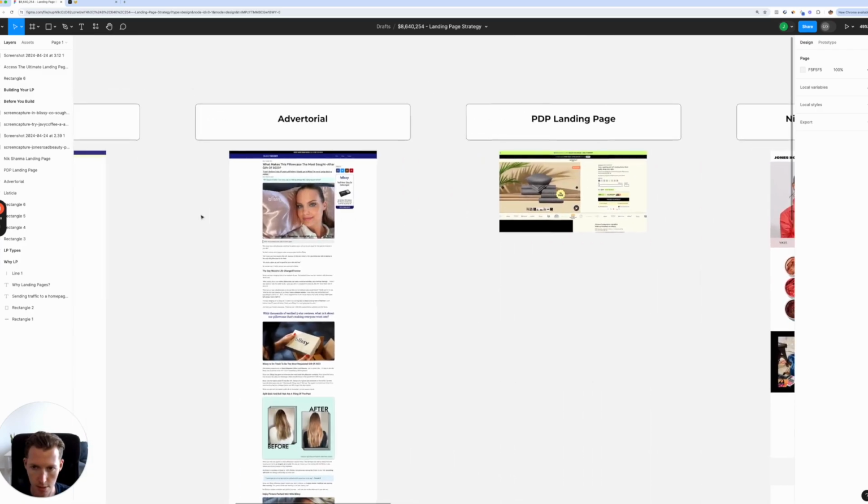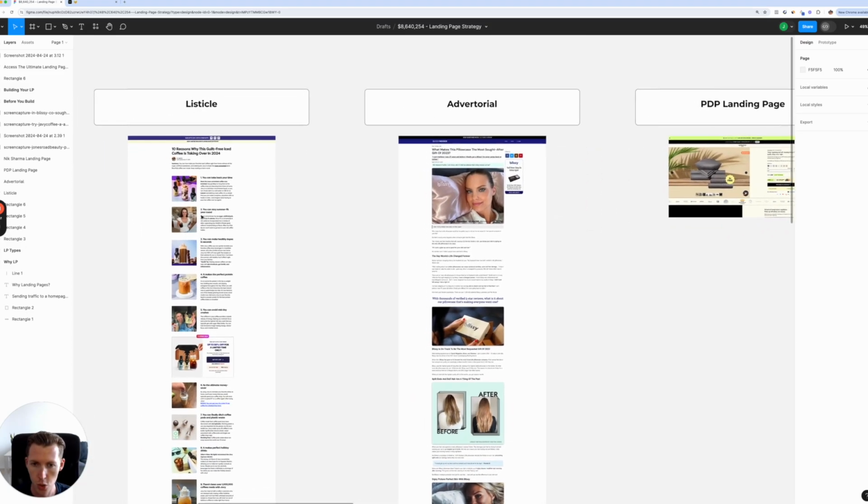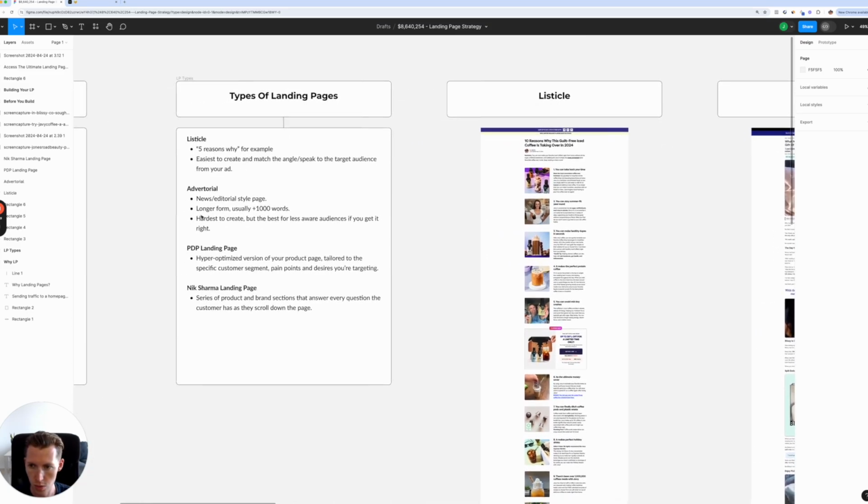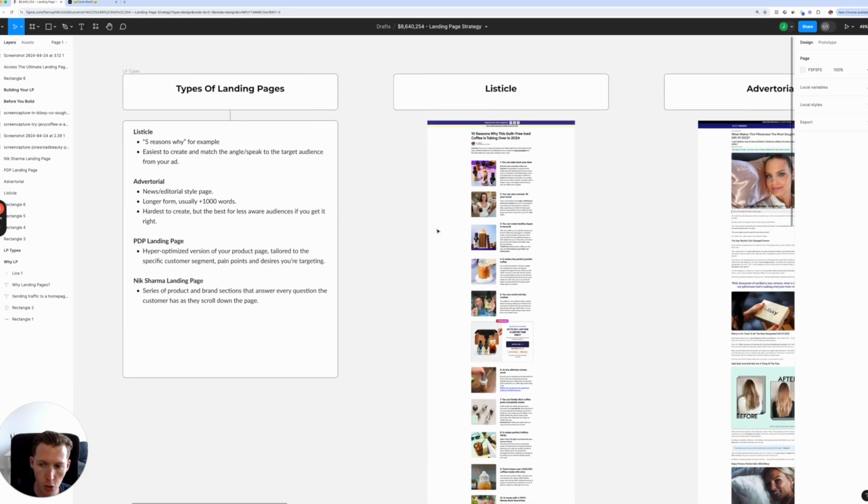And yeah, as I mentioned, there's a lot to test, right? A lot of it can seem like overload. If you're new to landing pages, I would start with Listicle, right? Because it's the easiest one to create. If you are maybe at the stage where your business is already doing a good amount of revenue, but you're finding that there's ceilings to your conversion rate, you can still try Listicles. But if you're going after a less aware audience segment, definitely try Advertorials, right?